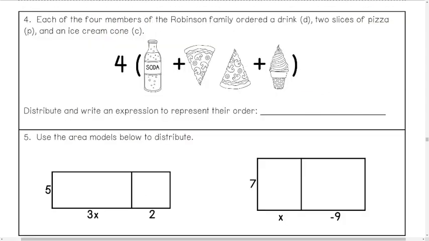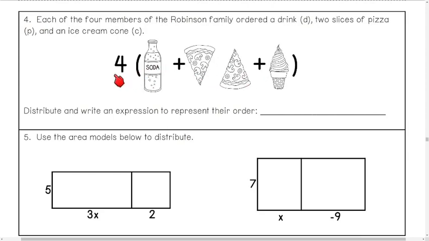So, number 4. It says there, each of the 4 members of the Robinson family ordered a drink, 2 slices of pizza, and an ice cream cone. So if each of them ordered it, that means there was 4 of these things in the order. And so we can go ahead and break this apart and have it be a drink, 2 pieces of pizza, and an ice cream cone. That's what everybody purchased, and they're multiplying that by 4 because there's 4 people.